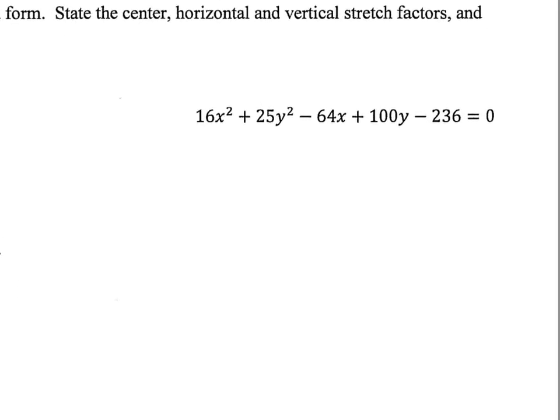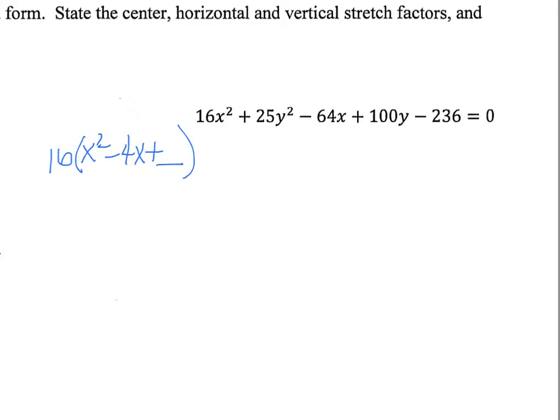Zoom in a little so I can write. We're putting together those x's. Remember, when you are completing the square with 16x squared and negative 64x, you need to factor 16 out of both of those terms. When I do that, I get 16 times x squared minus 4x plus a blank.